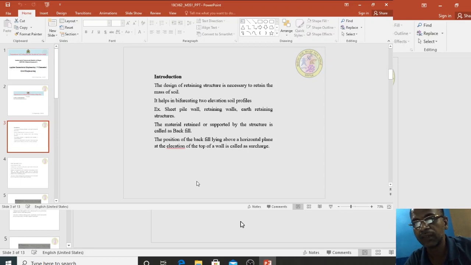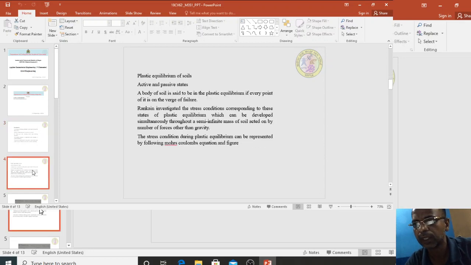The material which retains the backfill, this is your retaining wall and this is your backfill. The material beyond the retaining wall is called backfill material. The portion of the backfill lying above the horizontal plane at the elevation of the top of the wall is called surcharge. Now we should understand what is meant by plastic equilibrium of soil.